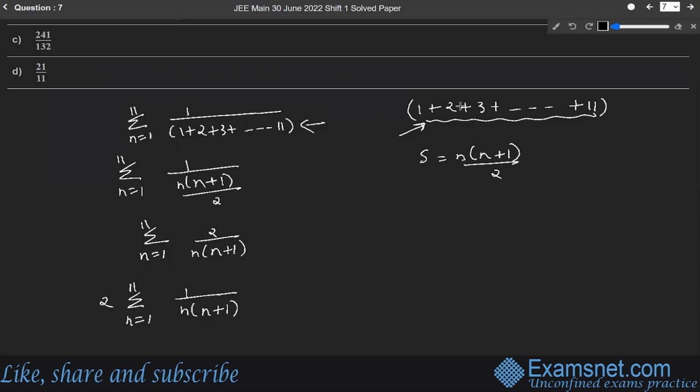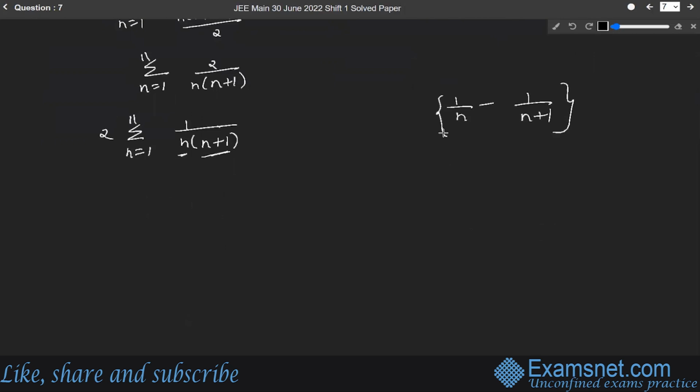Now comes the interesting part. Now we have to apply the smart trick here, right? Do you know the method of difference? The method of difference is simply that we have to split both these terms and find the difference, that is 1 upon n minus 1 upon n plus 1. This is the method of difference. All right. So let us do it. 2 into summation of n equals 1 to 11. We have to use the simplest method here, which is the method of difference, right?